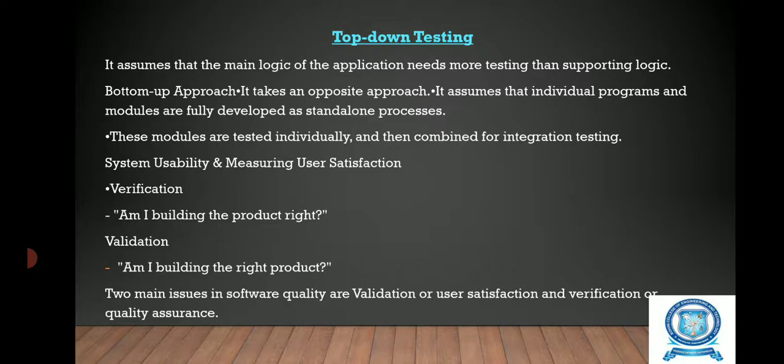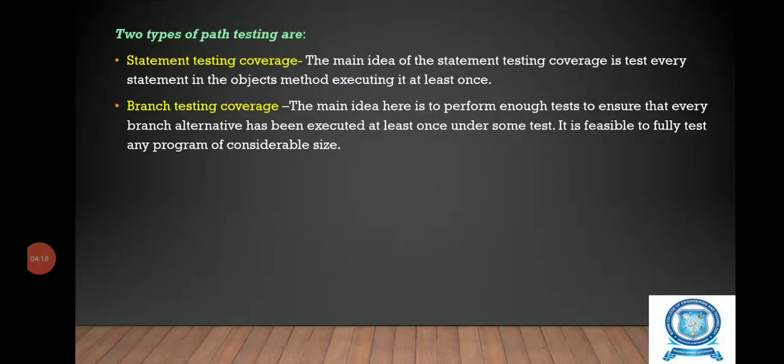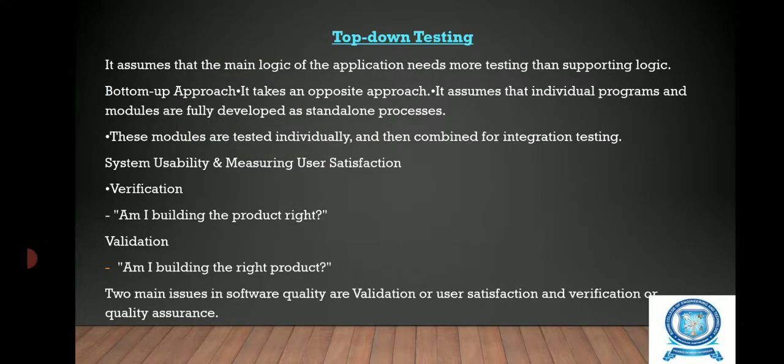Now let us see about top-down testing. It assumes that the main logic of the application needs more testing than supporting logic. The bottom-up approach takes the opposite approach. It assumes that individual programs and modules are fully developed as standalone processes. These modules are tested individually and then combined for integration testing. System usability and measuring user satisfaction.